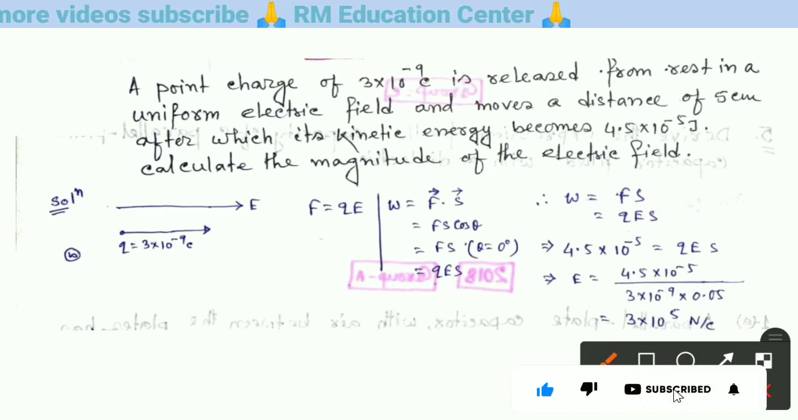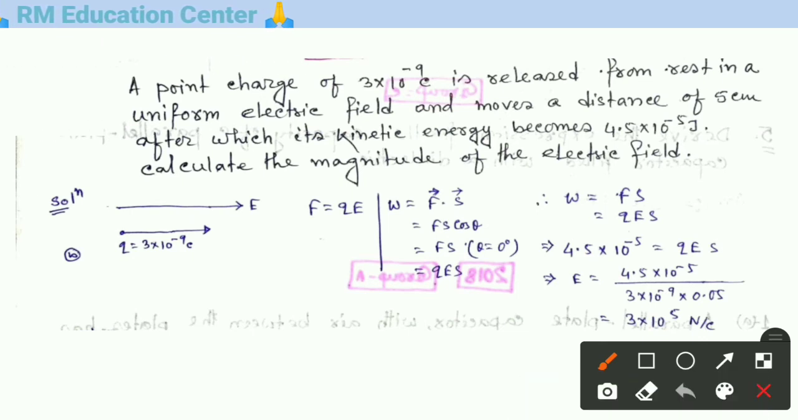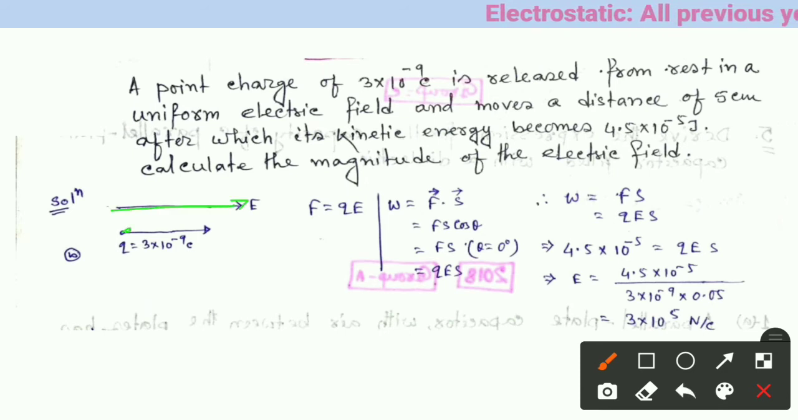Next numerical is, a point charge of 3 into 10 to the power minus 9 coulomb is released from rest in a uniform electric field and moves a distance of 5 centimeter, after which its kinetic energy becomes 4.5 into 10 to the power minus 5 joule. Calculate the magnitude of the electric field. So suppose this is the electric field and a charge is released from here. The value is 3 into 10 to the power minus 9 coulomb. We know that F equals qE.